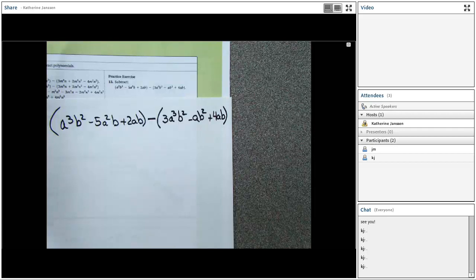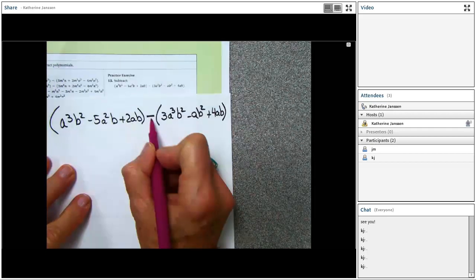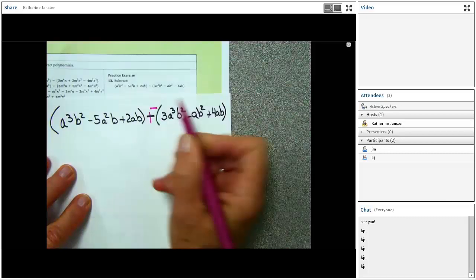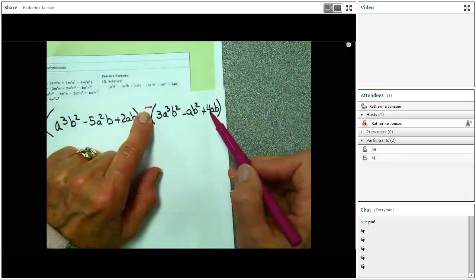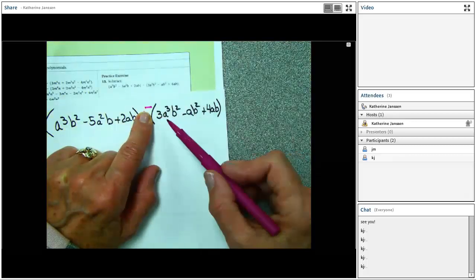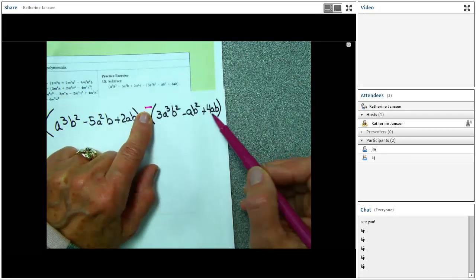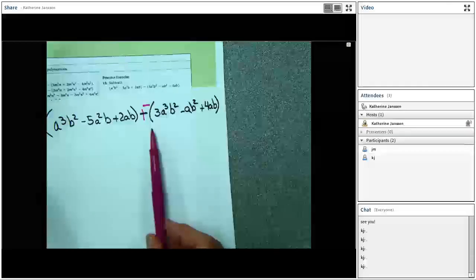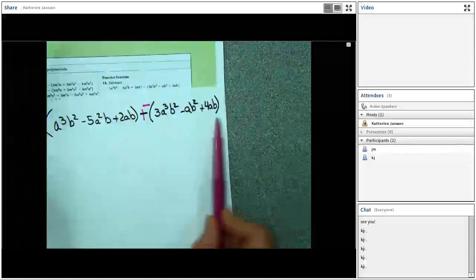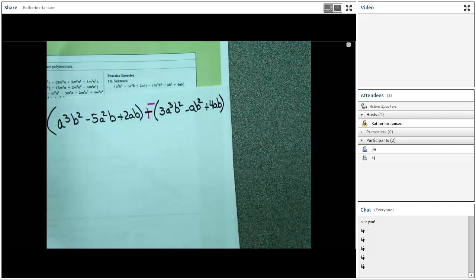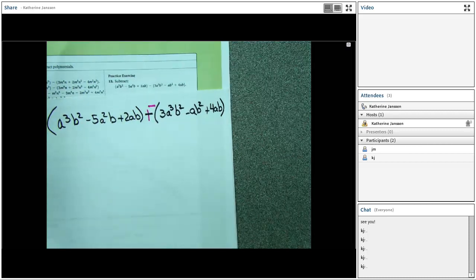Remember, when we subtract, we change subtraction to addition and add the opposite. And so we're now asking for the opposite of this polynomial. And the opposite of this polynomial will change the sign on each term. So we're going to be adding our first polynomial plus the opposite of the second polynomial. That's kind of the key trick when you're subtracting. You'll be subtracting the opposite of the polynomial.